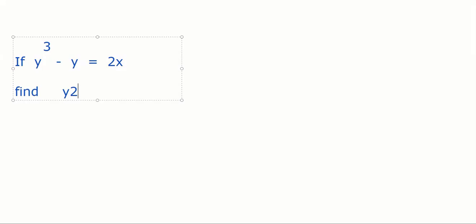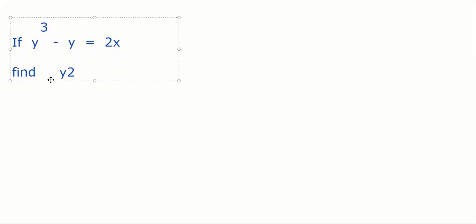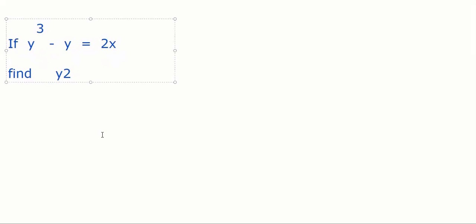y cube minus y equal to 2x, find d2y by dx square or y2. The easier way is, instead of finding dy by dx, find dx by dy first. That is more easy. Shall I solve it now? Usha is getting 3y, 6y.